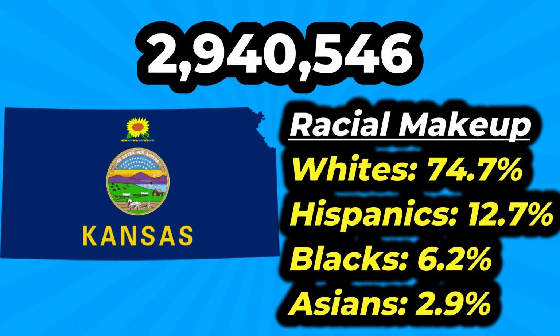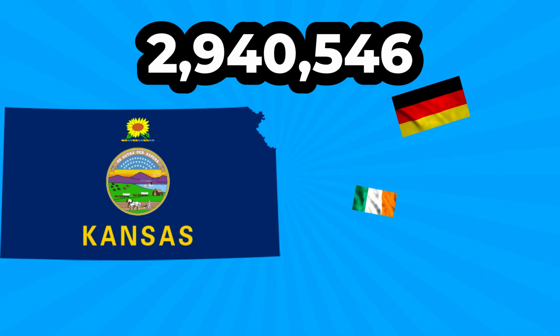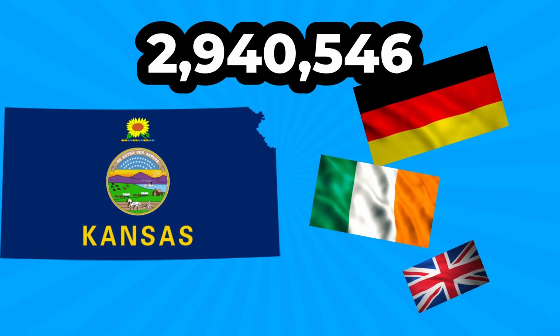Racially, Kansas is a majority white state with 74.7%, and the largest minority group are Hispanics at 12.7%, followed by blacks at 6.2% and Asians at 2.9%. Ethnically, the three largest ancestral groups are German, Irish, and English.